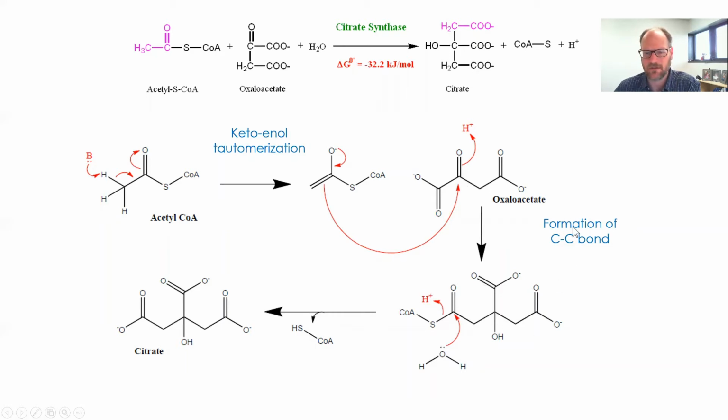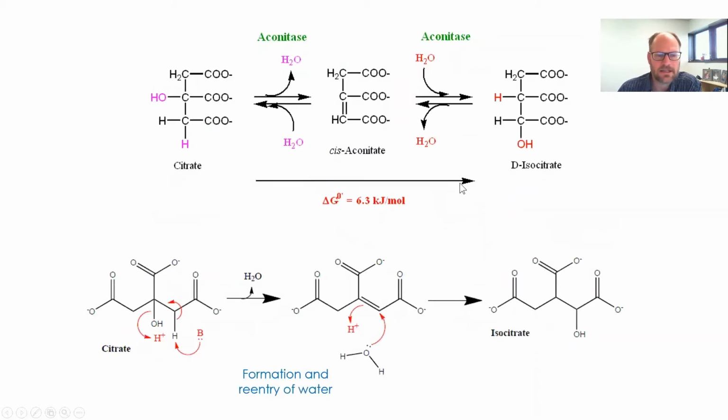So you have a carbon-carbon bond that's formed through this reaction. In the next step, citrate is then converted into isocitrate. And the way that reaction works is that we have the loss and then the gain of a water molecule to ultimately move the position of this hydroxyl from the middle of the molecule off to this carbon 2 position.